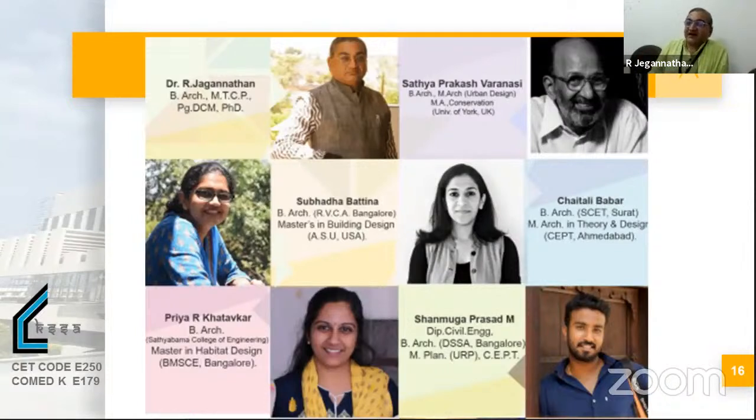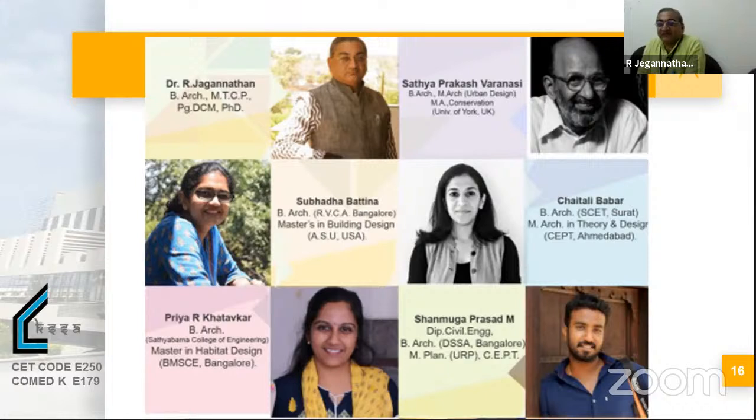All the details of the faculty are there for you to see. Architect Satyaprakash has a post-graduation in urban design from SPA Delhi and in conservation from the University of York in the United Kingdom. Architect Satya is also a very well-known architect with a huge practice, focused closely on sustainable and eco-architectural projects. Shubhada Batina has a master's in building design from Arizona University in the United States. Architect Chitali Babar is from CEPT Ahmedabad, with specialization in theory and design.